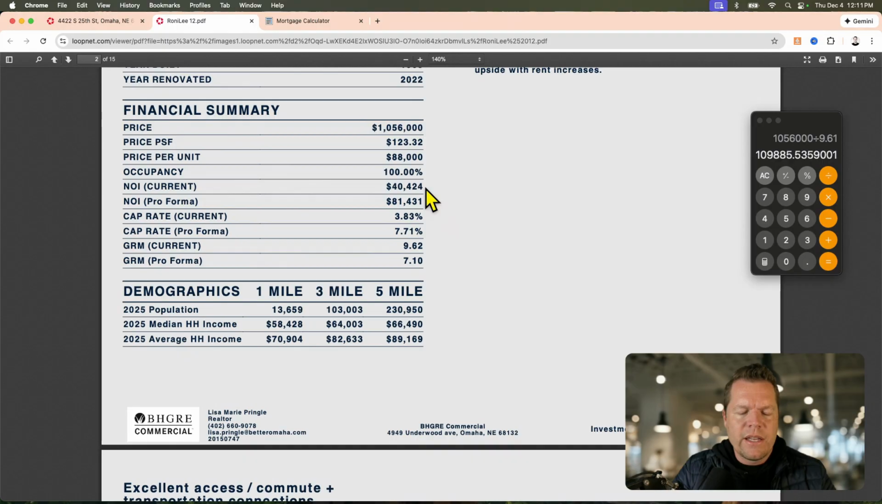Net operating income, so that's after expenses, is 40,000. That doesn't include the mortgage. They are projecting it could be 81,000, of course, double. But my question is always, well, why isn't the owner doing that then? If they could make twice as much money, why don't they want to? Well, it's probably because it comes with a couple of things: either that's a ridiculous inflation of what the rents can be, you've had lazy, terrible management, or they don't want to spend the money on the upgrades to get the rents to be that.